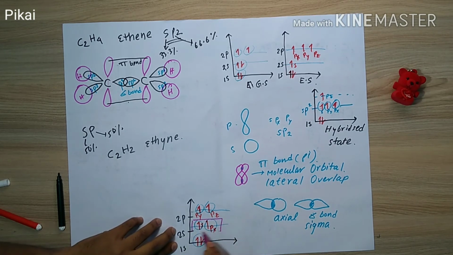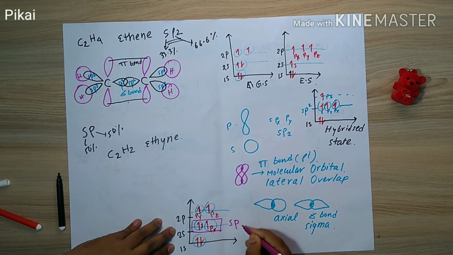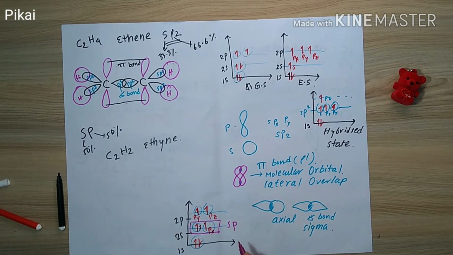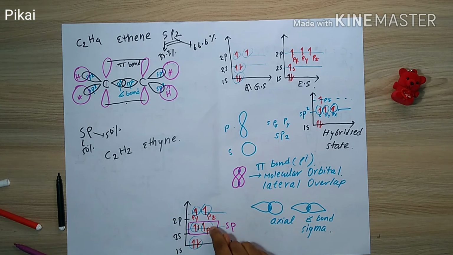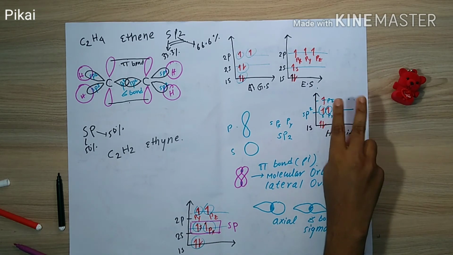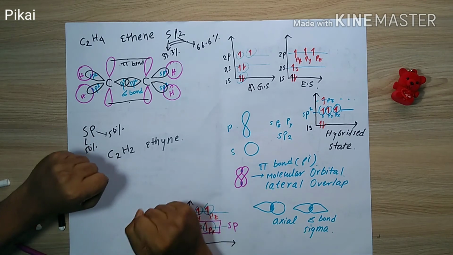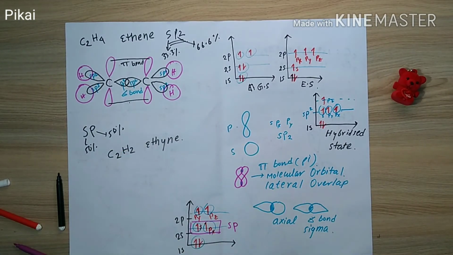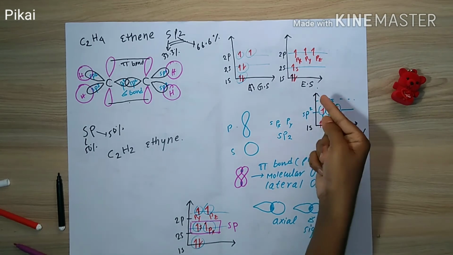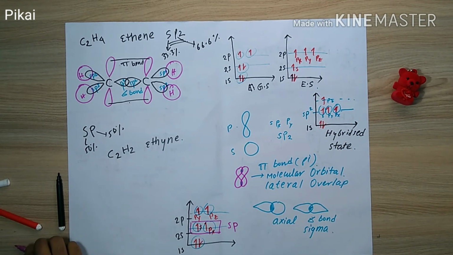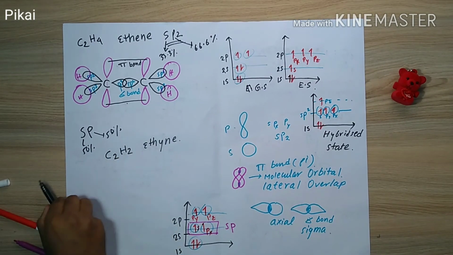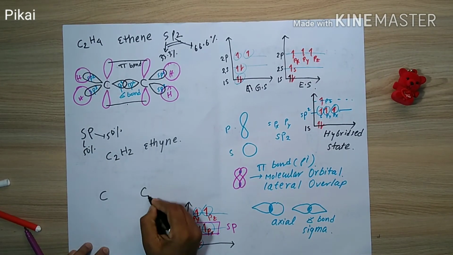So we have the 1s and 1p, that is the sp hybridized orbital. So 1s and 1p, 2 orbitals which overlap, hybridize to form sp hybridization. In sp2 we have 3 orbitals which combine to form sp2 hybridization. And in sp3 hybridization we have 4 orbitals. In ethene it is sp2 and in ethyne it is sp.